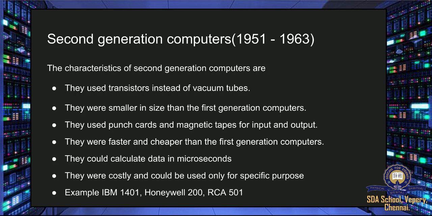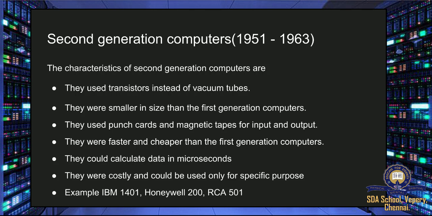The second generation computers were smaller in size than the first generation computers. I have already told you that the first generation computers were as big as the room, but the second generation computers were smaller than the first generation. In the first generation computers, they used punch cards as input and output device, but here they use punch cards as well as magnetic tapes for input and output device.